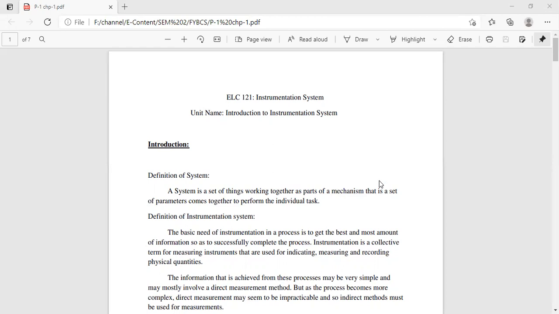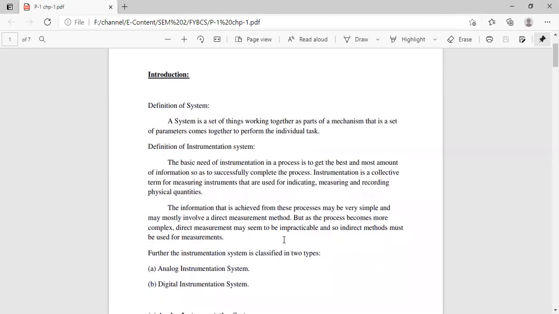Okay, so what is it in general format? It is a system which will indicate something. It is a system which will measure something. It is a system which will record some kind of physical quantity. The information achieved from these processes may be very simple and may mostly involve a direct measurement method. So in this instrumentation system, we have seen that measuring is one of the actions. For that measurement, we may use a direct measurement method.